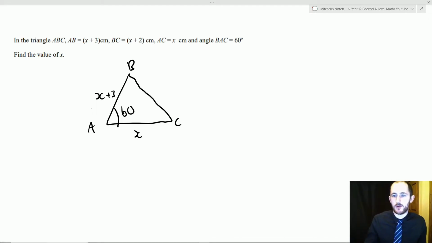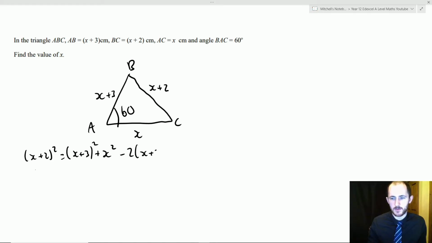Oh, I actually forgot one of the other sides. All you need to do is use the cosine rule. Easy, right? So the cosine rule says that the opposite side squared, so let's do that. x plus 2 squared will equal the other side, in this case x plus 3 squared plus x squared minus 2 times x plus 3 times x times cos 60.